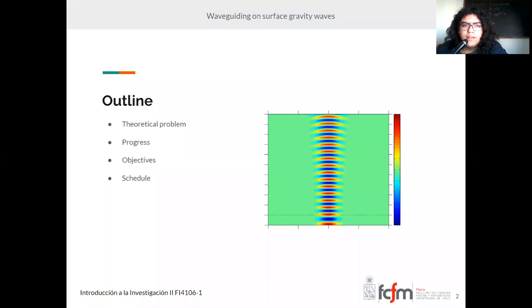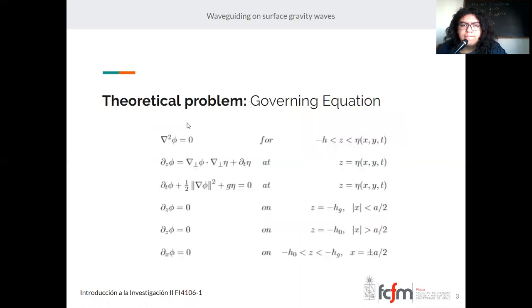So here's the outline for this presentation. First, I want to talk about the theoretical problem, but in a different way from the last presentation, in order to be clearer about it. After that, I will talk about the progress and the things that I have done last week, then the objectives that I have now, and some things that I have in mind, and the schedule to aim for that.